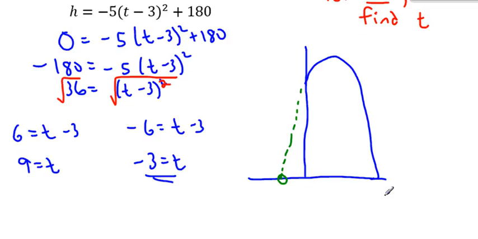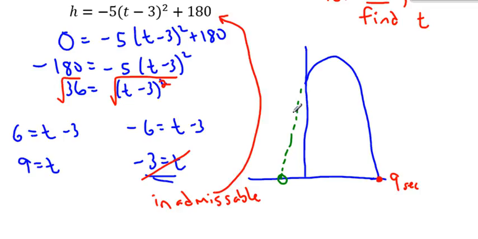So one of my answers was 9, and that makes sense, 9 seconds to get here. The other answer of -3 is what we call inadmissible, because although it is algebraically accurate as an answer, it's not admissible to the actual problem about a ball's time and height. So my answer is 9 seconds of air time for the ball.